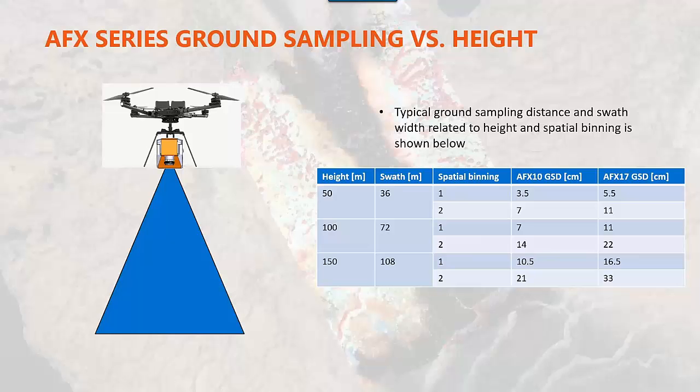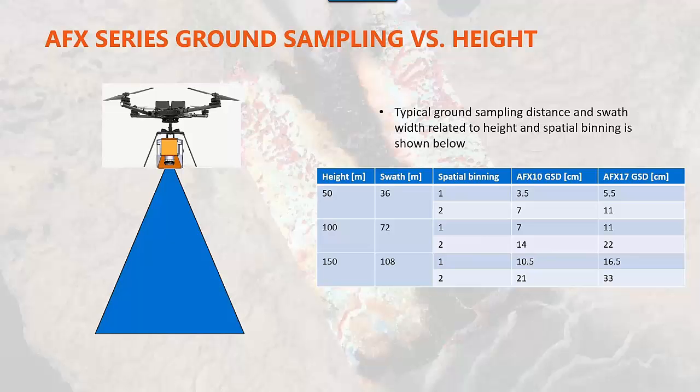Then a slide about the ground sampling versus height. The local regulations and limitations on using the drones vary from one part to another. For example, in Europe, the maximum height you can use for flying the drones is 120 meters. And the same 120 meters or 400 feet is currently set in the USA as well, unless there are some exceptions on usage of the drones. So always pay attention to what the local regulations are.